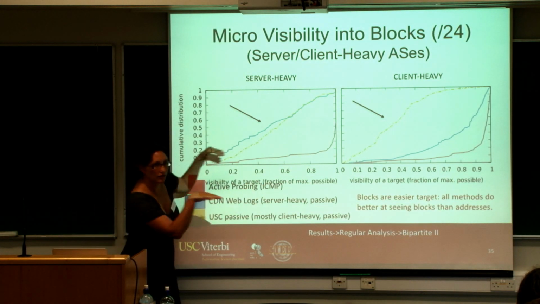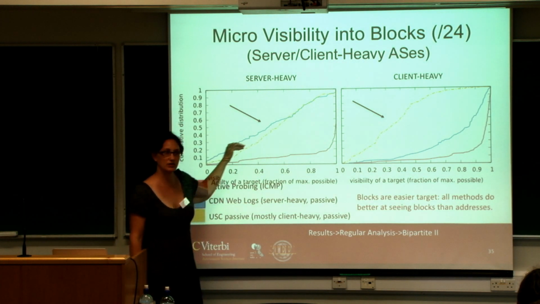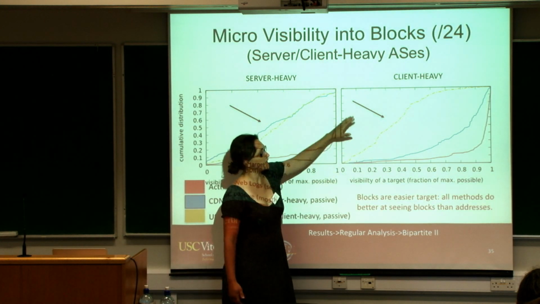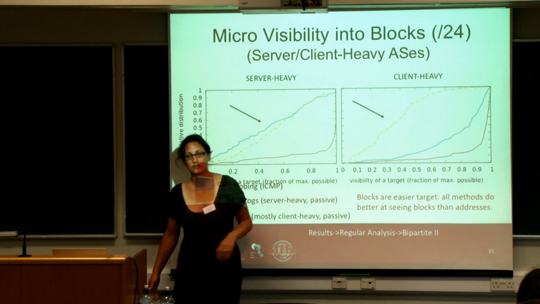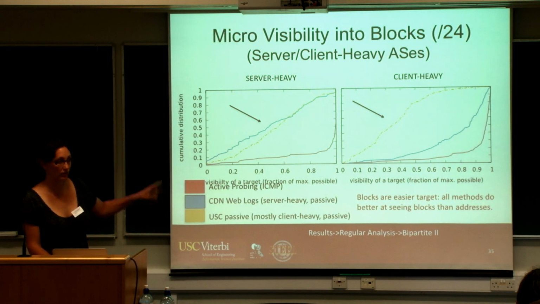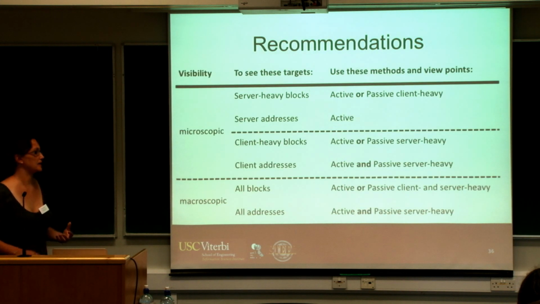So everybody's curves are moving down this way. But again, server-heavy, CDN and the university, this passive data, see about the same. Active does really well. And here for client-heavy, the CDN and the active do really pretty well. And the university is not so bad, even though it's only looking at 2/16s. So from this, we have some recommendations.